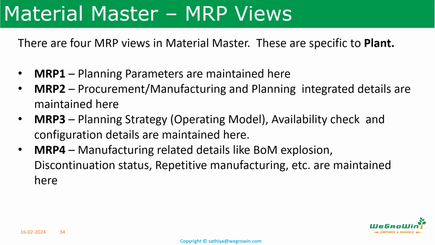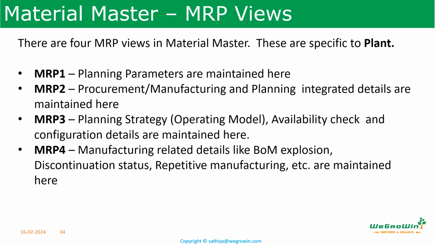So there are 4 MRP views in Material Master. These are specific to plant. MRP 1 is related to planning parameters, which are defined in the MRP 1 view. MRP 2 view is to define the integration between procurement, external purchase and manufacturing with the planning. This is the integration of procurement and manufacturing and planning. The details are maintained in MRP 2 view.